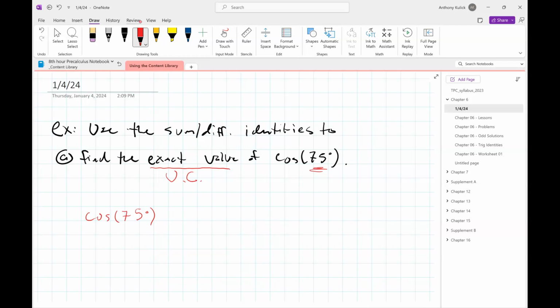So let's do the sum first. Look at your unit circle. There's one on the back page of your identity sheet. And see if you can find 2 angles that would add together to give you 75.